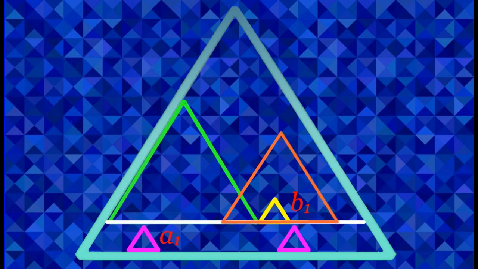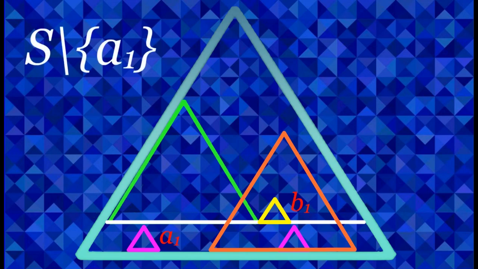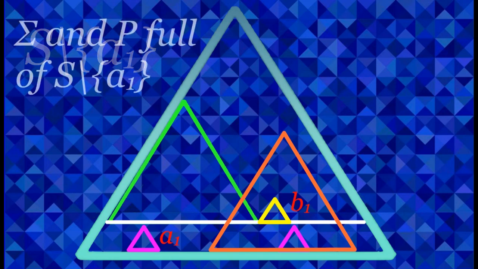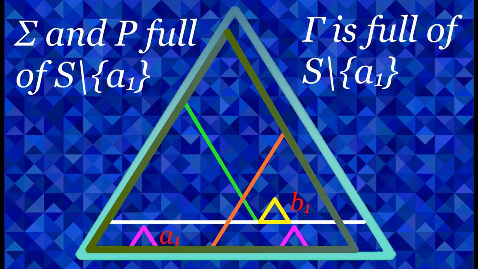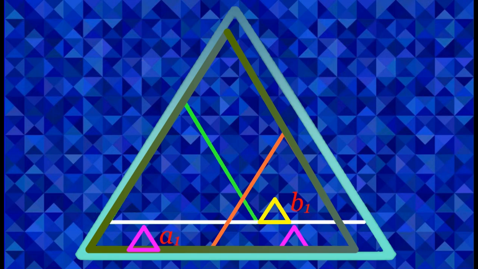If the base of the triangle P is on the last row B, then we consider the set of holes S minus A1. Since both P and sigma are full of S minus A1, it follows again, by our lemma, that gamma is full of S minus A1. But then, after adding the hole A1 to gamma, we obtain that gamma has more holes than its size, which is a contradiction to our assumption that S is spread out. Thus, in either way, we obtained a contradiction. This finishes our proof.